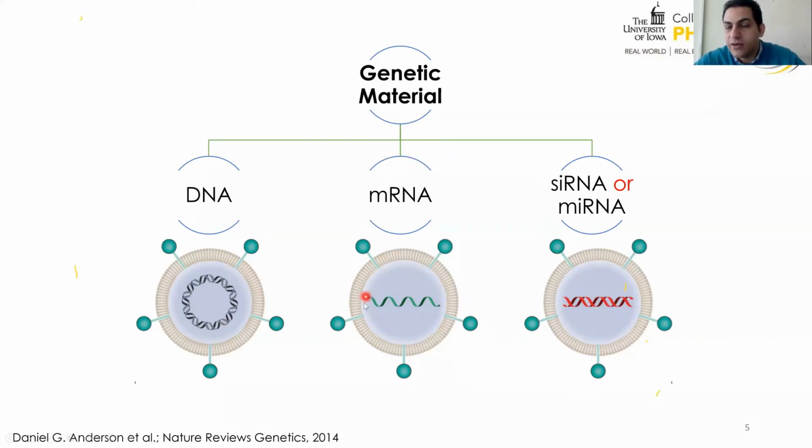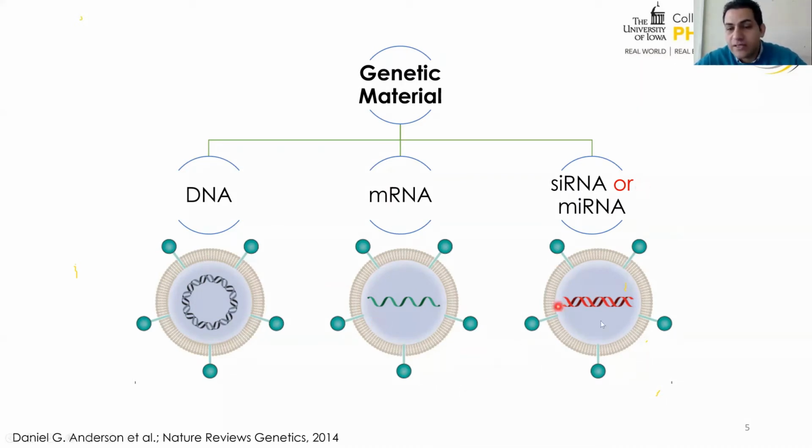The second genetic material is a messenger RNA. It's a single-stranded RNA molecule, which, once it reaches the cytoplasm, doesn't have to reach the nucleus. It just works in the cytoplasm, it gets translated to a protein, and the same, it gives you a fluorescent protein from our perspective.